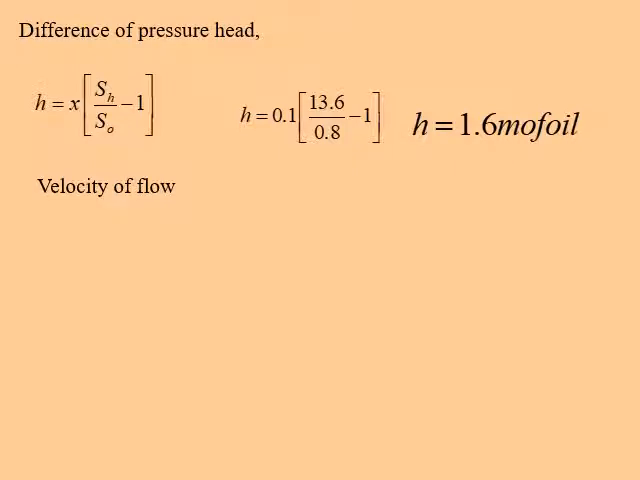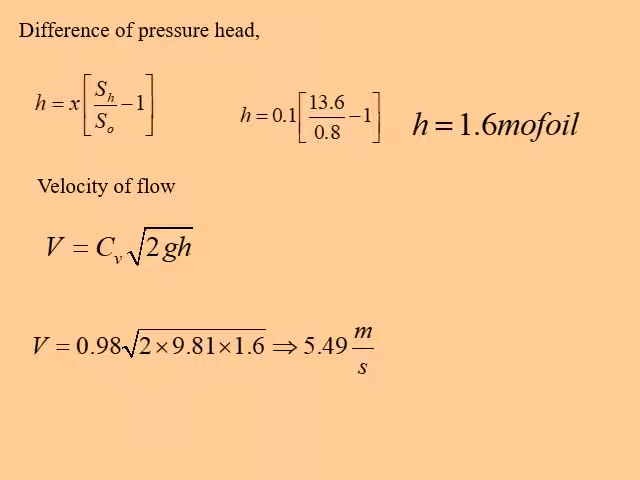Now the velocity of the flow is calculated by using the expression v is equal to Cv square root of 2gh. The Cv value is 0.98, square root of 2 into g, which is 9.81, into the h value, 1.6. So that is equal to 5.49 meter per second. Now the velocity of the fluid flowing through the pipe is determined by using this Pitot tube. So that answer is 5.49 meter per second.